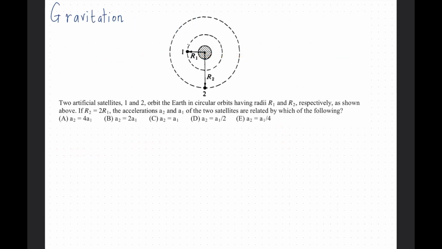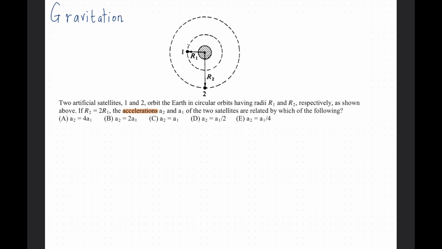Okay, in this second problem, we can see two artificial satellites, 1 and 2, orbit the Earth in circular orbits. So there are two artificial satellites which are orbiting the Earth, which is in the center. If R2 is equal to 2R1, the accelerations A2 and A1 of the two satellites are related by which of the following. So it's asking for acceleration, and it's kind of a solar system in which we are seeing the Earth at the center and the satellite is moving around the Earth.